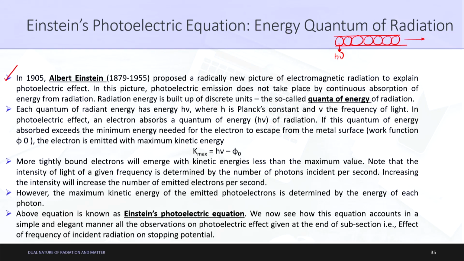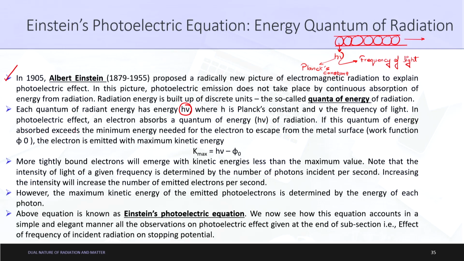Each quantum of radiant energy has energy h nu, where h is the Planck's constant. This you may have heard in your chemistry classes also. So, this is basically Planck's constant. Right, and nu is the frequency of light. Basically nu depends upon the different light sources, different lights which are being input from the source. So, each quantum of radiant energy has an energy h nu, where h is the Planck's constant and nu is the frequency of light.